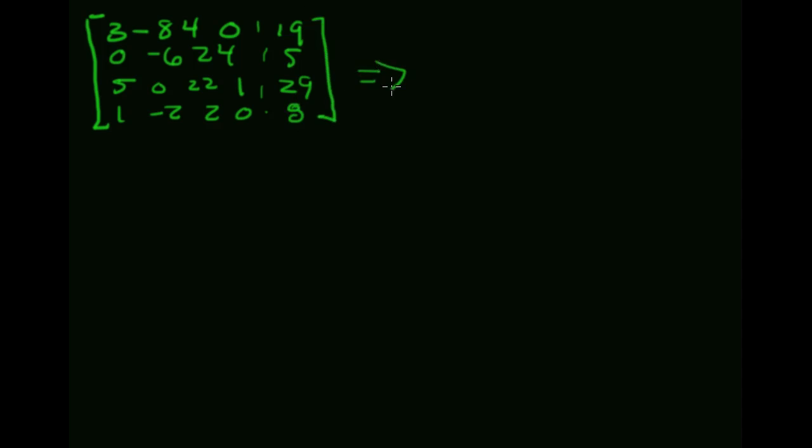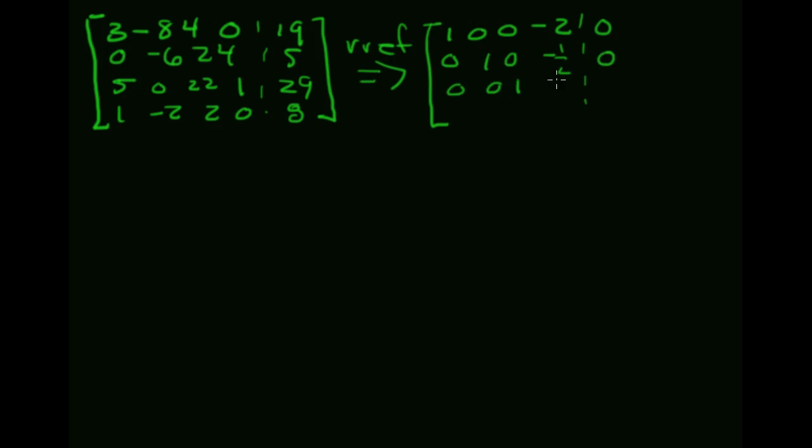If I take Gauss-Jordan of that, I end up with 1, 0, 0, negative 2, 0, 0, 1, 0, negative a half, 0, 0, 0, 1, 1 half, 0, 0, 0, 0, 0, 1. Now, the big tip-off here is this bottom row, which has all zeros and then a 1. That can't be, because you cannot have all the coefficients being 0 and then the value being 1.